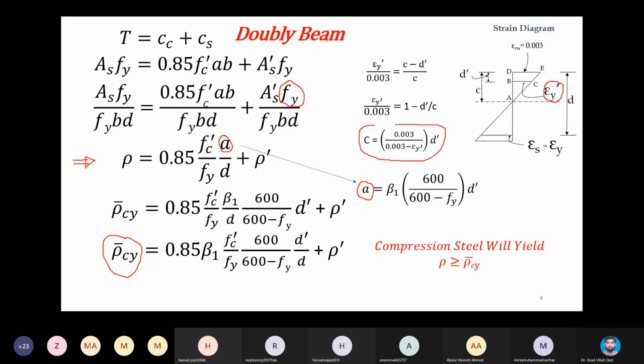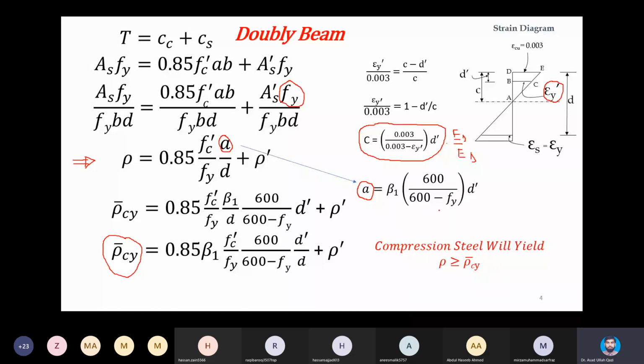Furthermore, if you want to memorize it in terms of stress, you can multiply this equation with Es over Es, its numerator and denominator. So Es 200,000, when multiplied with 0.003, will become 600 over 600 minus Fy into d prime. So a is actually beta 1 c. When beta 1 is multiplied, you will get this uniform stress block depth.